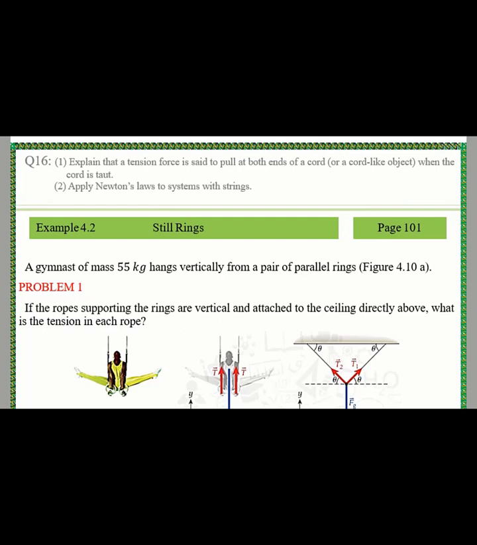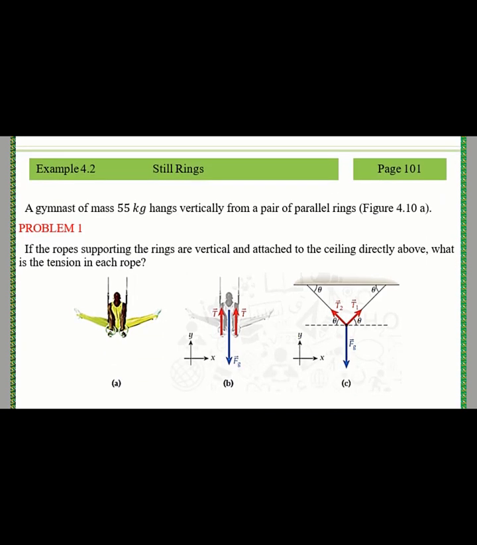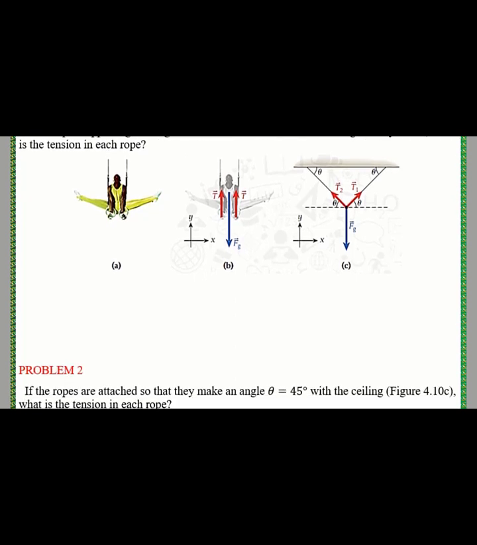Now we will go back to the forces. A gymnast of mass 55 kg hangs vertically from a pair of parallel rings. If the ropes supporting the rings are vertical and attached to the ceiling directly above, what is the tension in the rope? Now, the question asked me about part A.